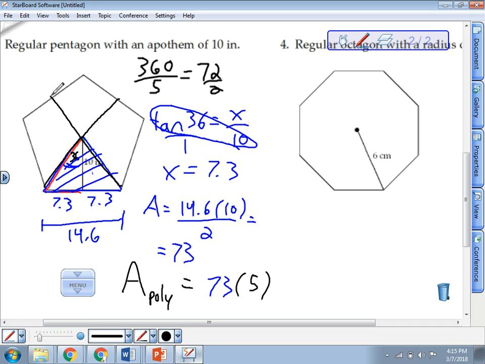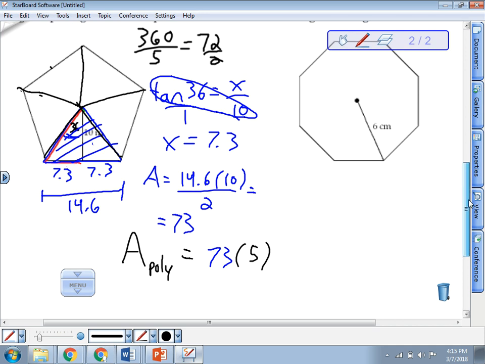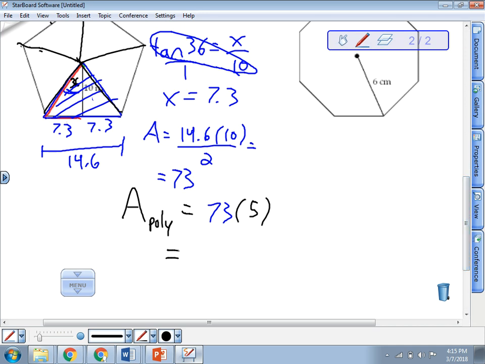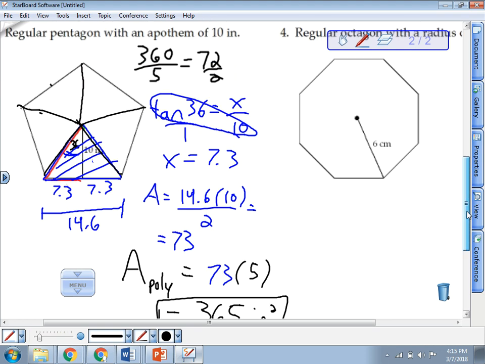And I think I forgot one. Oops, sorry, I messed that up. But you can see we've got 5 of those triangles here. So we're going to multiply that by 5. When we do that, our area for our polygon is going to be about 365, and then it'll be inches squared. So that's how you're going to do a problem like that. Let's take a look at another one.